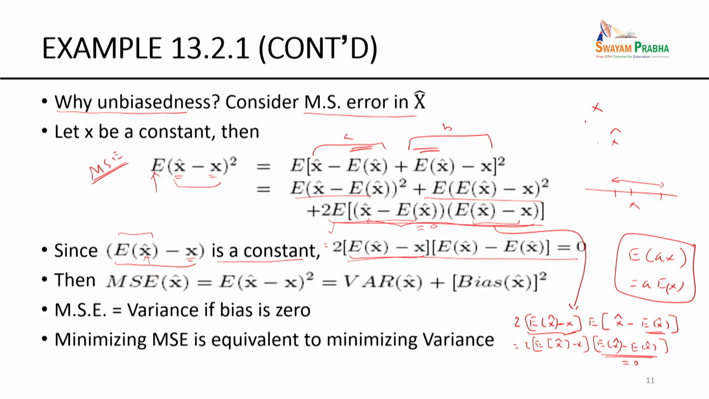Now, if the second term is 0, look at the difference. Look at the definition of a bias.